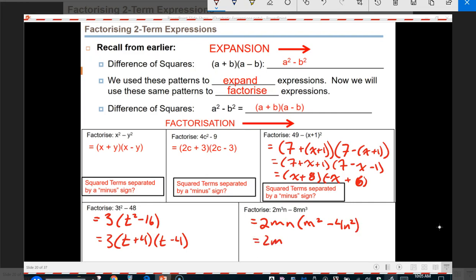Okay. Now, I've got a difference of two squares. The square root of m squared is m. The square root of 4n squared is 2n. So I have m plus 2n times m minus 2n. Okay, and that is factorizing two-term expressions using the difference of squares.